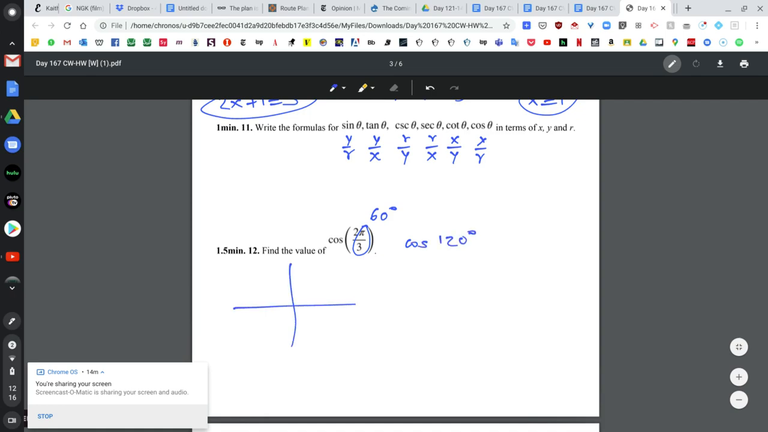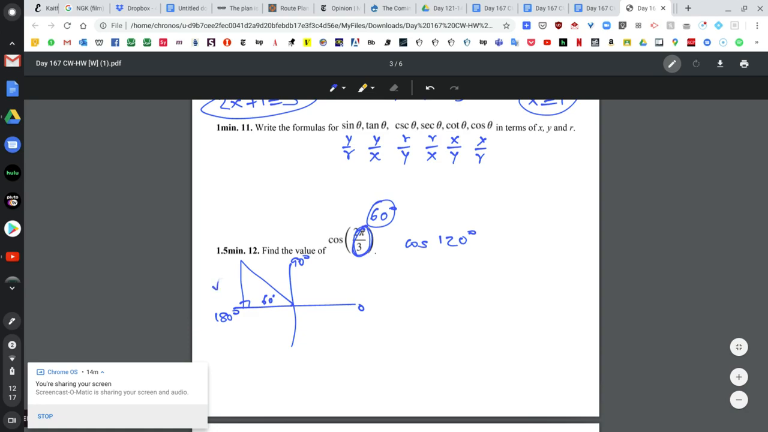Which quadrant will 120 degrees be in? The correct answer is quadrant 2, because this is 0, that's 90. This is 180. That's pi over 3, 60 degrees. So this is a 60-degree reference angle, automatically. So see if you can plot the sides of the triangle.